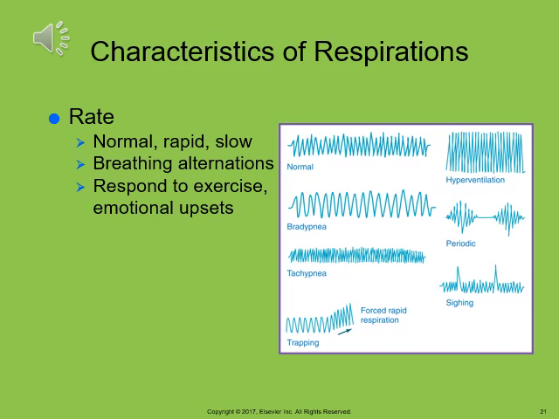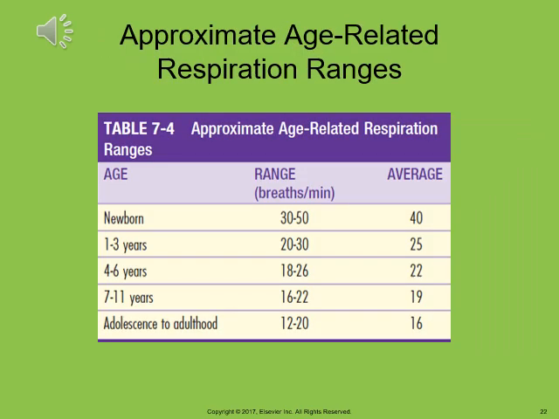Respiration characteristics can be normal, rapid, or slow. Dyspnea occurs in patients with pneumonia, asthma, or chronic obstructive pulmonary disease, also known as COPD, and after physical exertion or at very high altitudes. Other alterations in breathing are bradypnea, apnea, tachypnea, and hyperpnea. This table shows the approximate age-related respiration ranges.